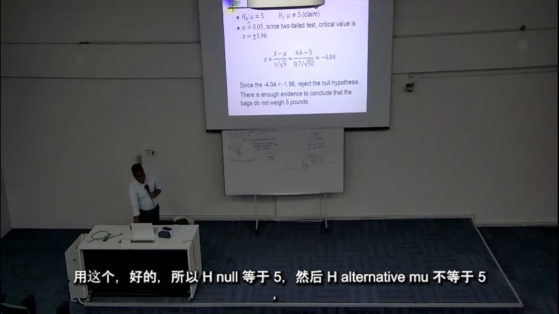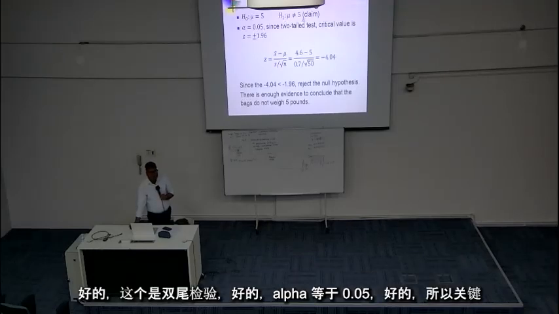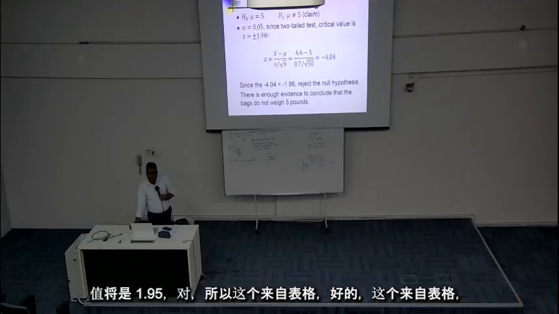All right. So H null is equal to 5, and H alternative is mu not equal to 5. This one will be the two-tailed test. Alpha is equal to 0.05, so the critical value will be 1.96. This one is from the table.